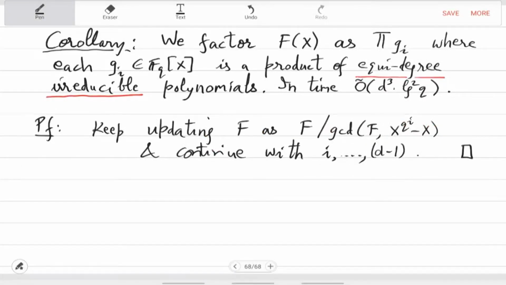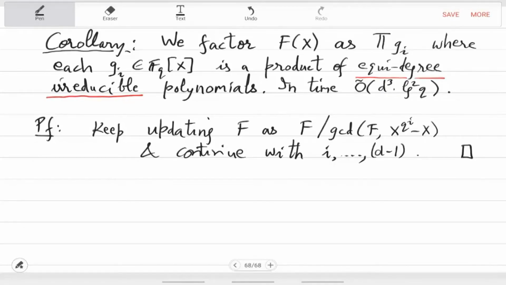And this gives you more. So this actually gives you partial factorization of f. So in case your input polynomial has two different degree irreducible factors, they will be separated. Okay. So if big F has a quadratic irreducible factor and has a cubic irreducible factor, then for i equal to 2, the quadratic will come out. Okay, so they will be separated. So you will actually get what is called equi-degree factorization.